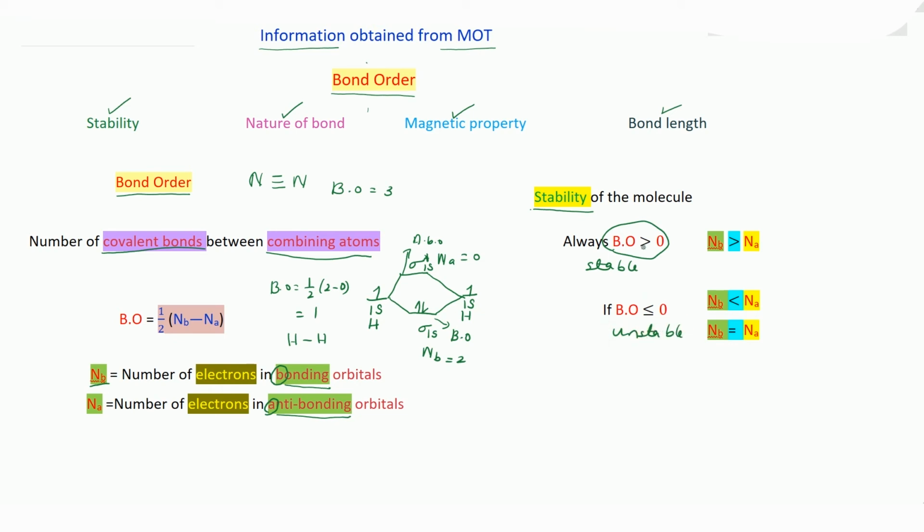If the bond order is greater than 0, that means the number of electrons in bonding molecular orbitals is greater than the number of electrons in anti-bonding molecular orbitals, because the bond order formula is Nb minus Na. So Nb must be greater than Na, only then the bond order will be positive, that is greater than 0. So when Nb is greater than Na, the molecule is stable. But if Nb is less than Na or Nb is equal to Na, then the molecule is unstable.